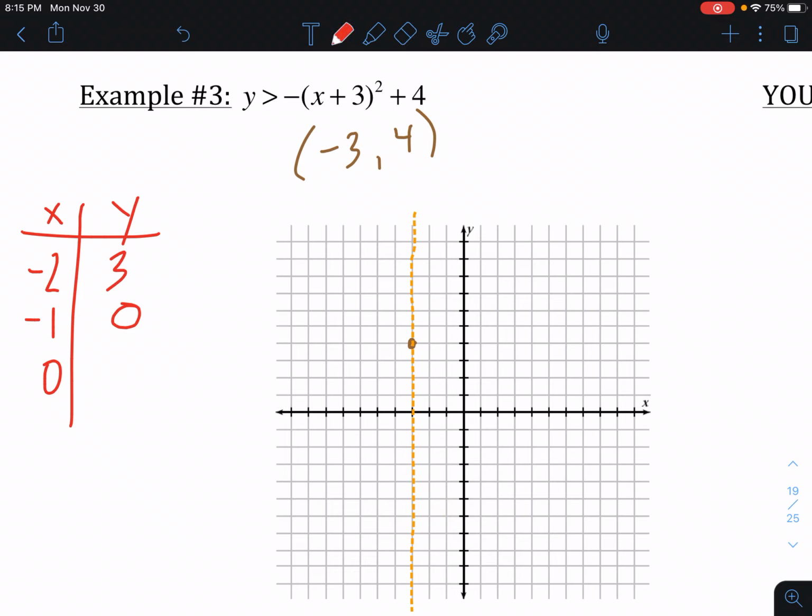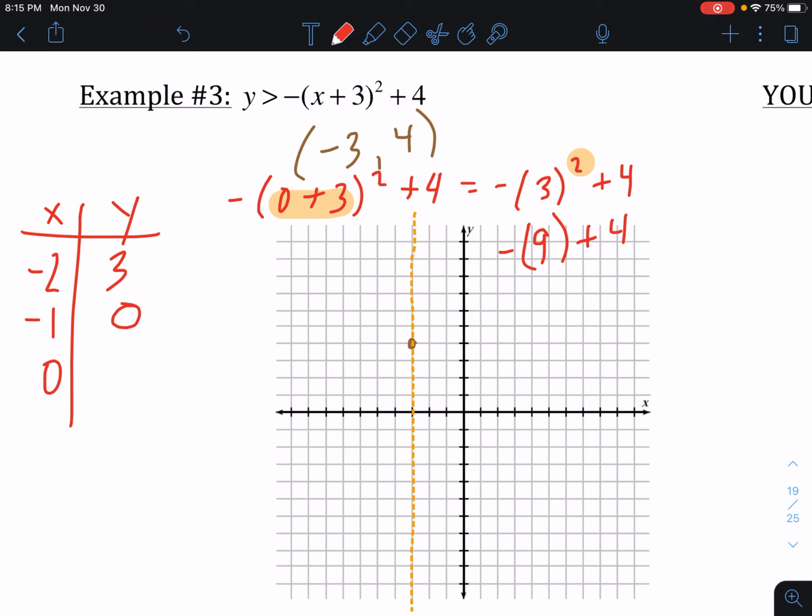And then finally the 0 plugs in for the x. So carry the negative, you're doing parentheses first. 0 plus 3 is 3. And next is exponent. So carry down the negative. 3 squared is 9. So it becomes -9 plus 4 is -5.